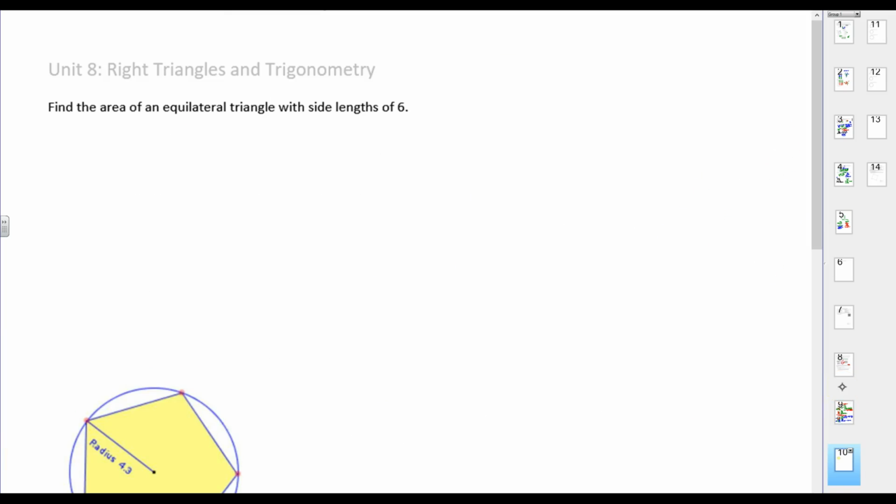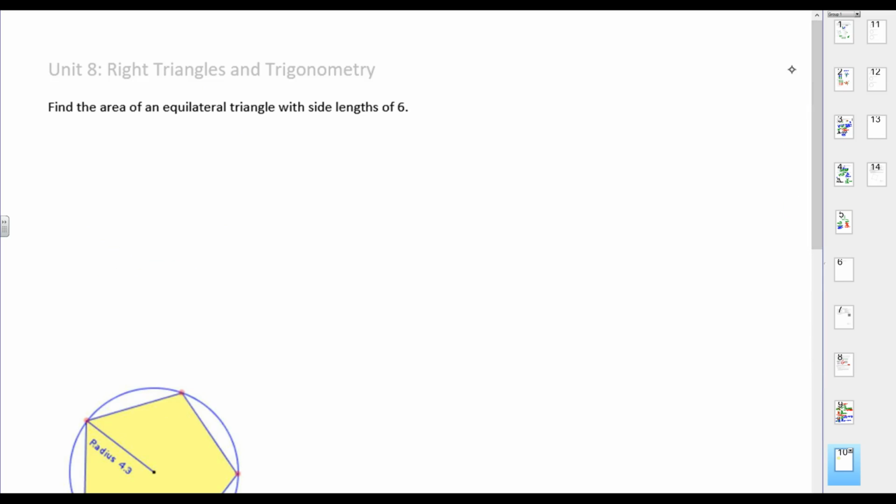All right, moving right along. Find the area of an equilateral triangle whose side lengths are 6. Okay, so we've got 2 more questions here, friends. Again, I am going to draw a picture for this because we don't have one. I'm going to throw in an equilateral triangle, and I know my side lengths are 6. So this guy is 6.